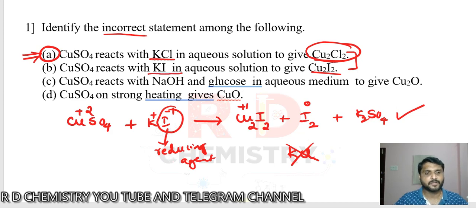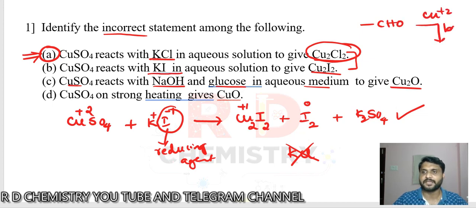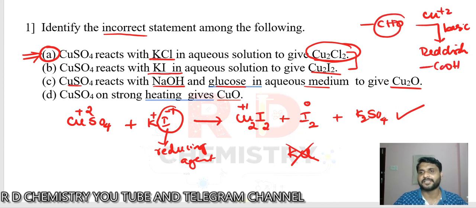What about option number C? Copper sulfate reacts with sodium hydroxide and glucose in the aqueous medium to give cuprous oxide. Remember, glucose contains aldehyde as the functional group. And we have copper 2+ ion in the presence of basic medium. This acts like a Tollens-type reagent, and it gives a reddish brown precipitate of the oxidized molecule. So we are going to get COOH. It's like a reagent which can oxidize the aldehyde present in the glucose.